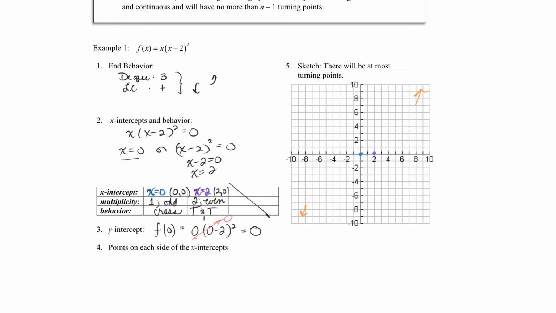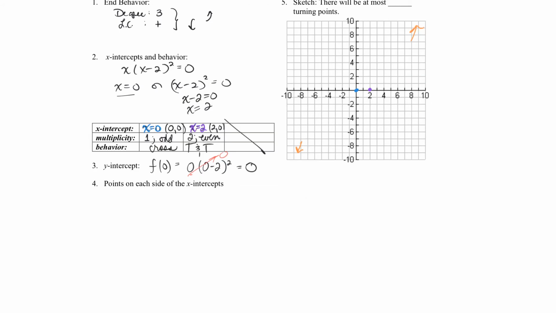All right, so now our last step is going to be to pick points on each side of the x-intercepts. And I'm going to go ahead and pick x equals -1, x equals 1, and x equals 3 to give me a little bit more guidance in completing my sketch. So first, x equals -1, and then I'm going to evaluate it at x equals 1, and then finally, I'm going to evaluate it at x equals 3.